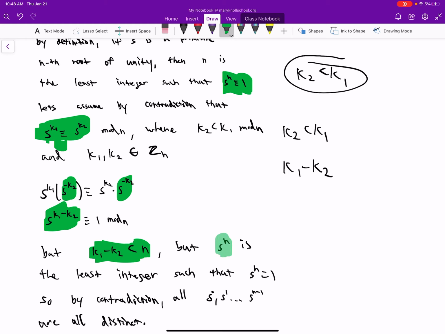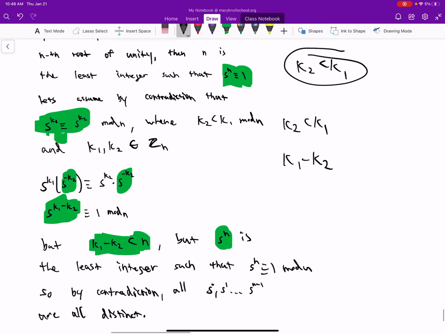But remember, n is the least integer such that S to the n is equivalent to 1 mod n. So by contradiction, these things can't be equal. So right here, this can't work. So by contradiction, S to the K1 is not equivalent to S to the K2 when K1 and K2 are different.